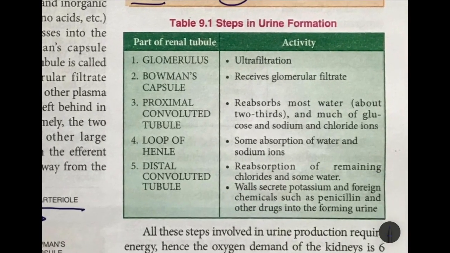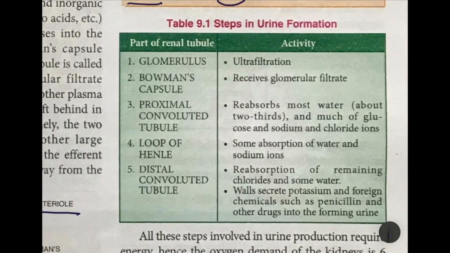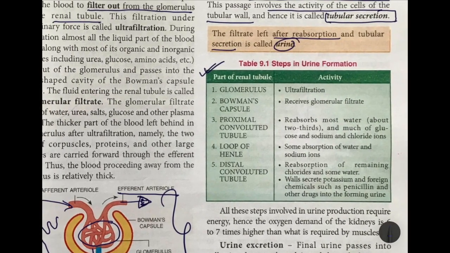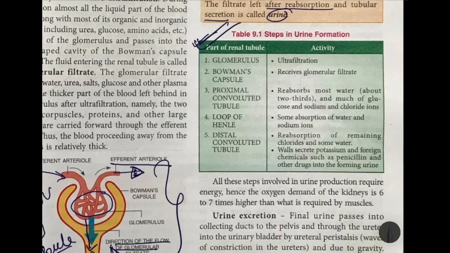Okay, this step shows you the different steps in urine formation. This is what you are going to copy for your assignment this week, and draw the diagram to show the direction of the flow of glomerular filtrate. This diagram and this table are for this week's assignment.